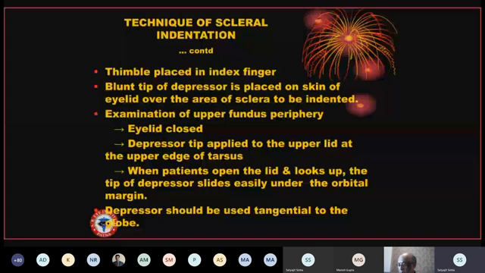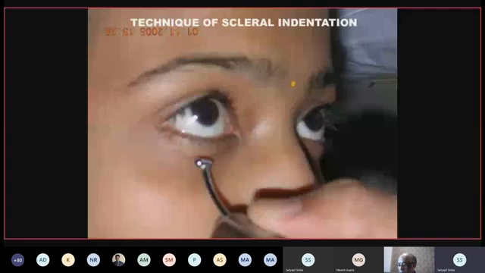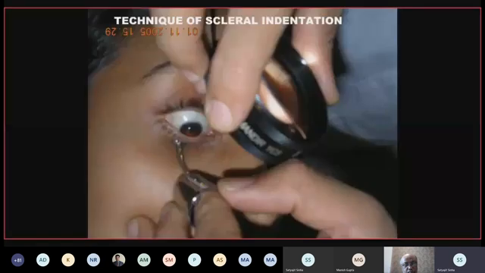Now here I want to indent and see the inferior retinal periphery. So I've asked the patient to look up, exactly opposite to what I want to examine. I keep my depressor in position, below the lower lid, under the tarsus, and slowly I ask the patient to look down. And when the patient looks down, automatically the scleral depressor goes behind, glides smoothly, and I can see an indent and see the inferior retina.